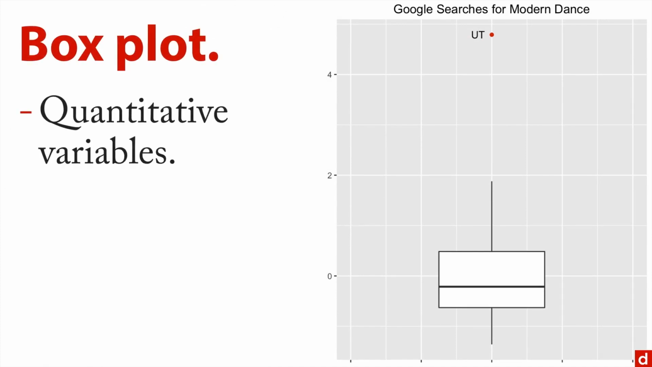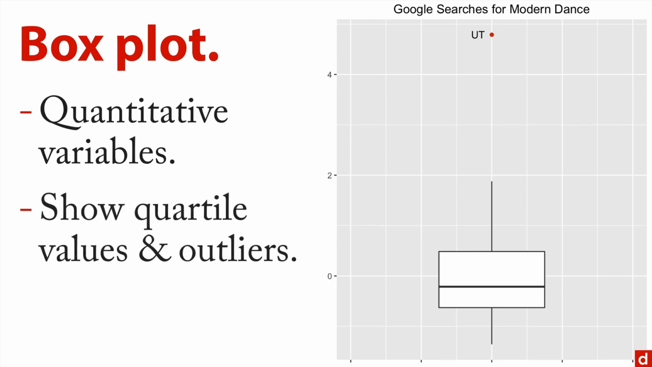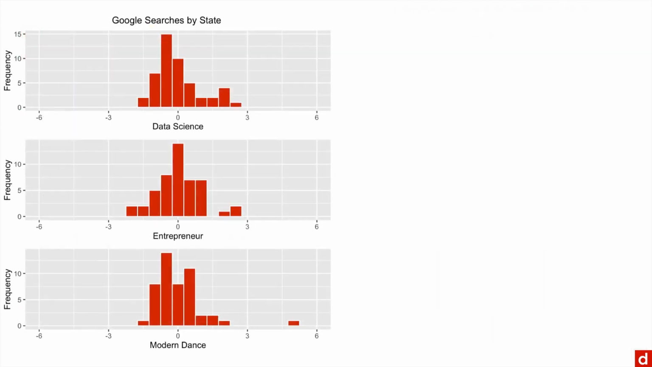This is when you have a quantitative variable, something that's measured, and you can say how far apart scores are. A box plot shows quartile values. It also shows outliers. So for instance, this is Google searches for modern dance, and that's Utah at 5 standard deviations above the national average. That's where I'm from, and I'm glad to see that there. Also, it's a nice way to show many variables side by side if they're on approximately similar scales.